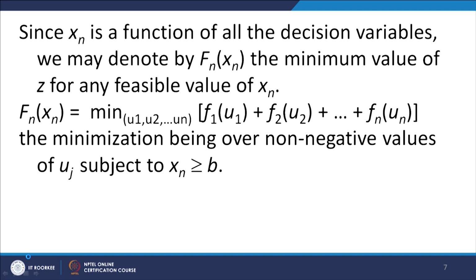Now since x n is a function of all the decision variables, we may denote by capital F n x n the minimum value of the function z for any feasible value of x n, and we can write F n x n as the minimum over u 1, u 2, ..., u n of f 1 u 1 plus f 2 u 2 plus ... plus f n u n, and the minimization has to be done over the non-negative values of u j, subject to a x n, subject to x n greater than or equal to b.